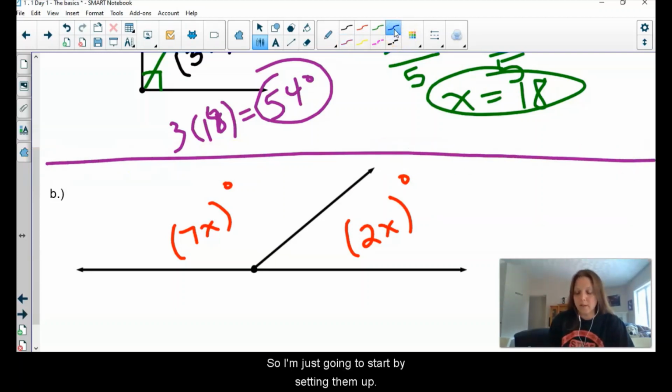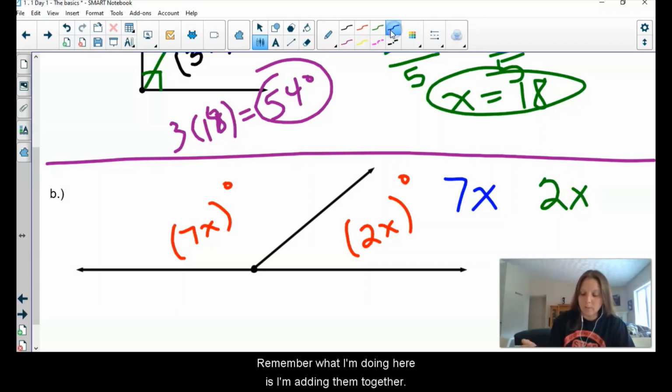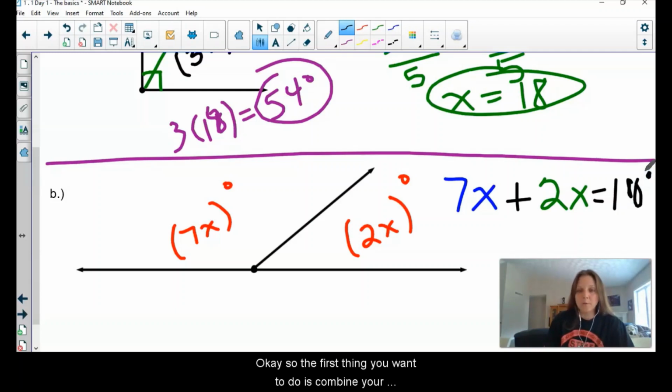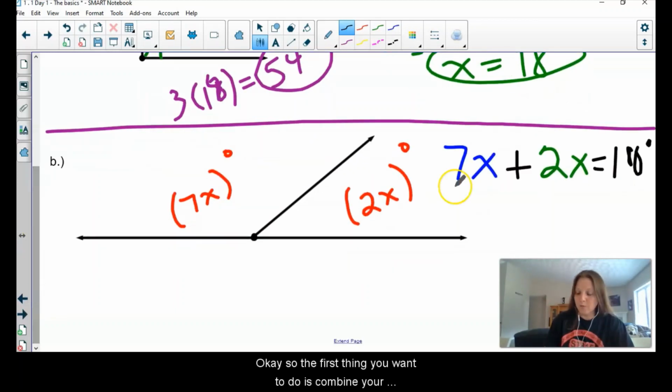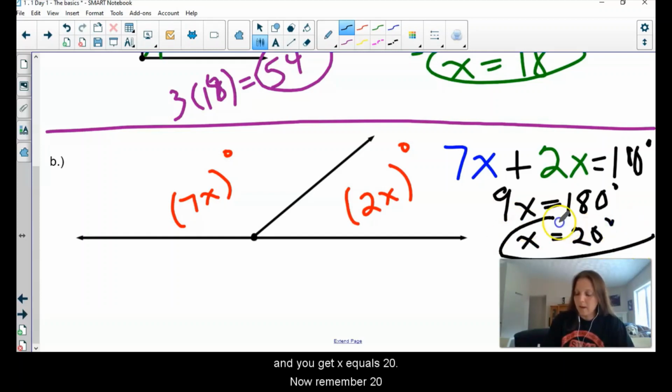So I'm just going to start by setting them up. The first angle is 7x. The second angle is 2x. Remember, what I'm doing here is I'm adding them together. And this is a straight angle, a line, and it's 180 degrees. Okay, so the first thing you want to do is combine your like terms. So 7x plus 2x is 9x. Okay, then you're going to solve the equation, so divide by 9. And you get x equals 20.